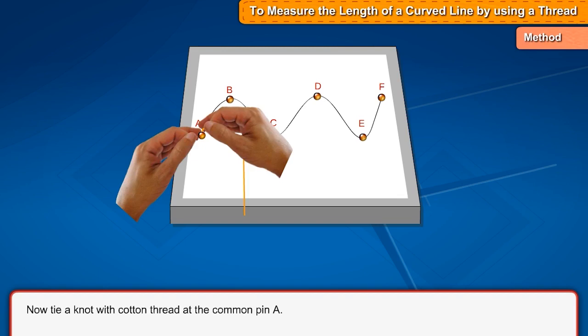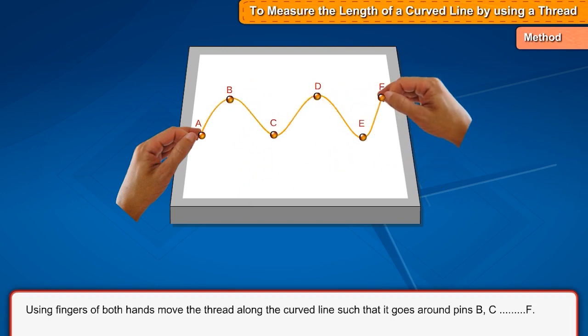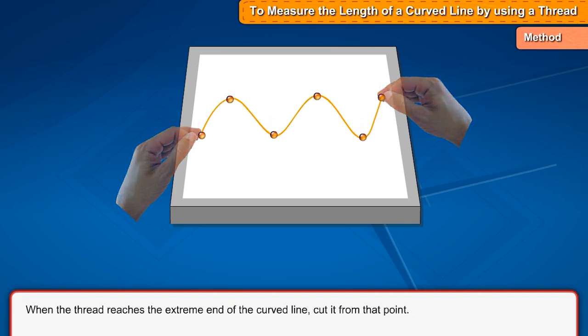Now tie a knot with cotton thread at the common pin A. Using fingers of both hands, move the thread along the curved line such that it goes around pins B, C, F. Care should be taken that thread is neither too tight nor too loose when it is moved along the curved line. When the thread reaches the extreme end of the curved line, cut it from that point.